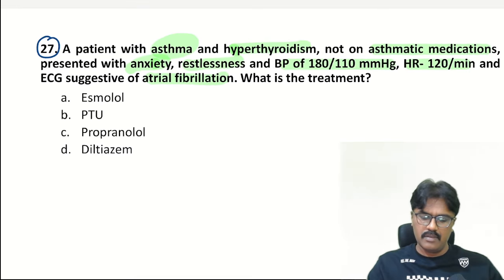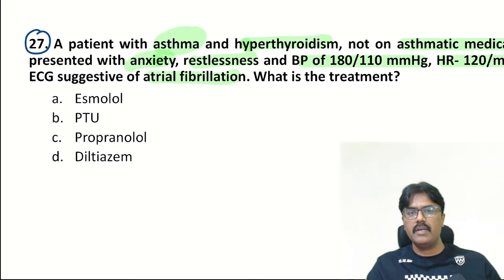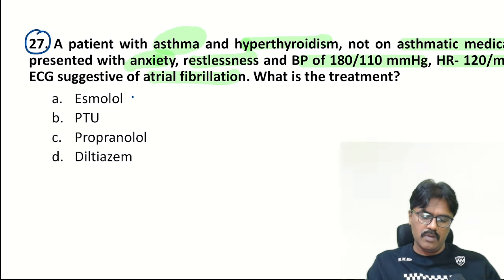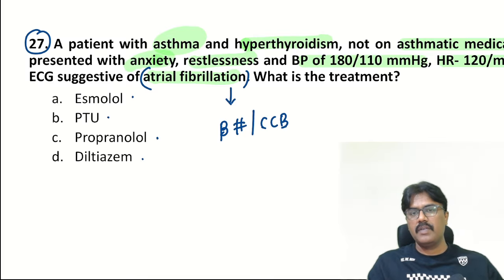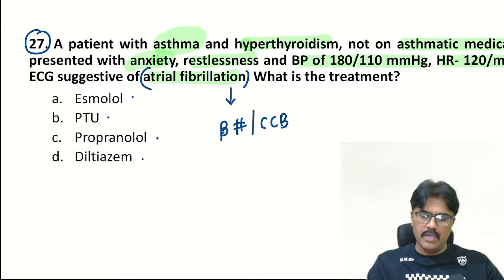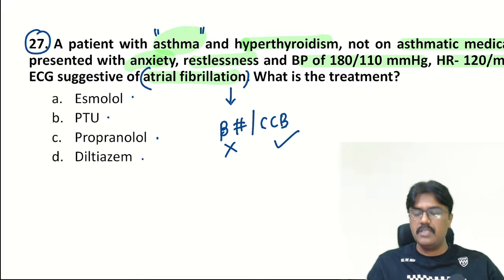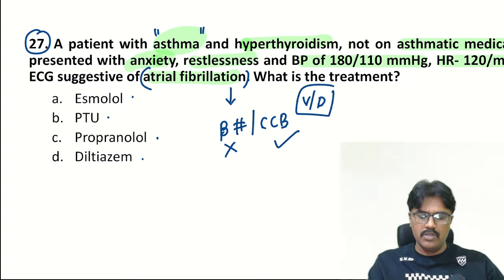So you need to treat the hyperthyroidism. Options: esmolol, PTU, propranolol, diltiazem, and the patient is having atrial fibrillation. The drug we use for rate control is either a beta blocker or CCBs. They cause AV blockade and decrease the heart rate. Here the patient has asthma, so I don't prefer a beta blocker, I prefer CCBs, either verapamil or diltiazem. So esmolol is ruled out.